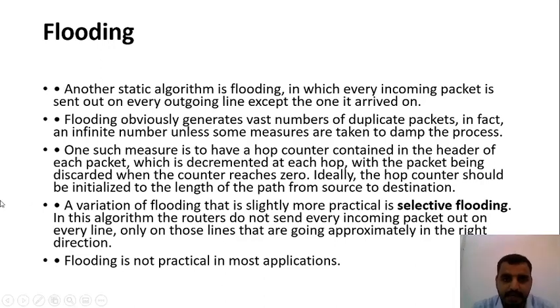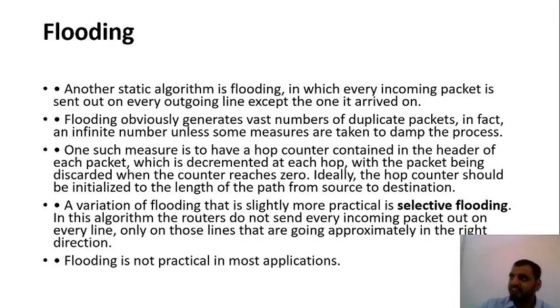So what it says is, it will have a hop count contained in the header of each packet, which is decremented at each hop, with the packet being discarded when the counter reaches 0. Ideally, the hop count should be initialized to the length of the path from source to destination. As I have told you, the routing table contains all of the information. So it will create a hop count and decrement it at every node.